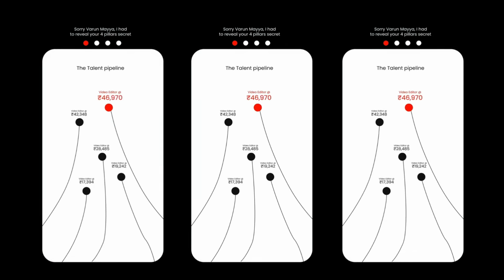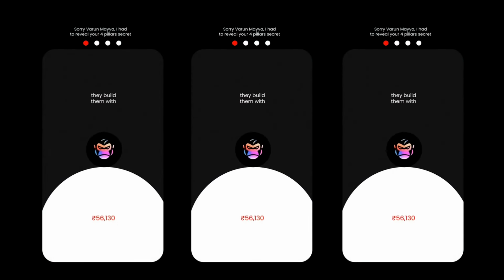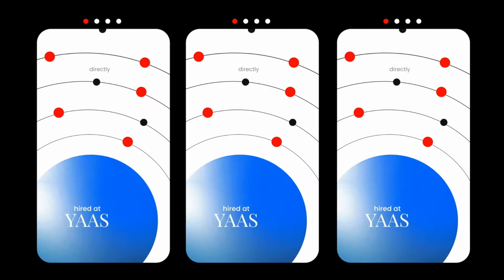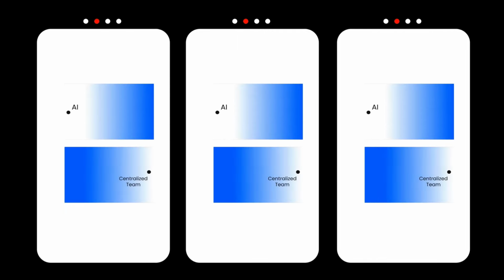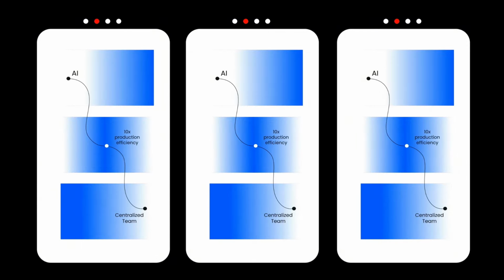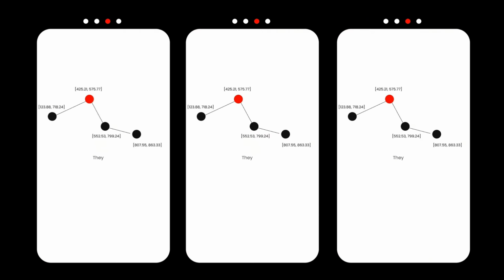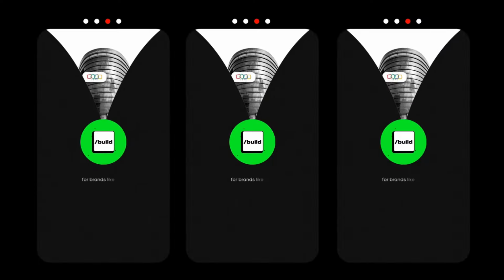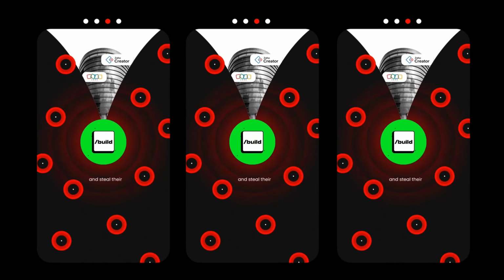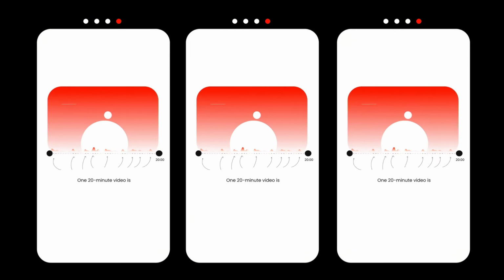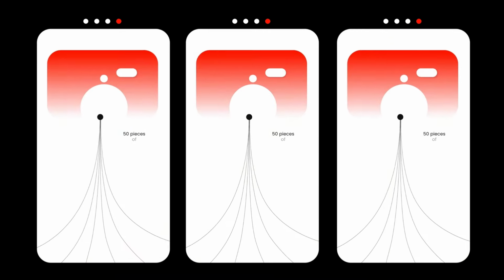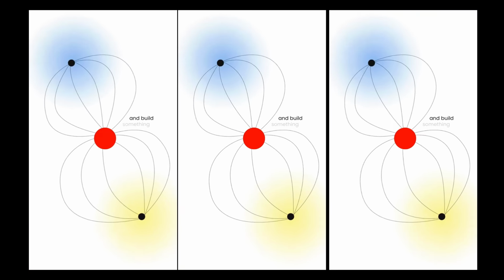The talent pipeline. They don't hire editors, they build them with ABTV cohorts and feed them directly into their own ecosystem. The infrastructure. They use AI and a centralized team to 10x production efficiency. The distribution hacks. They build educational channels for brands like Zoho to create trust and steal their target audience organically. The automation loop. One 20-minute video is instantly split into 50 pieces of short-form content. This is the future. So share with your future co-founders and build something of it.